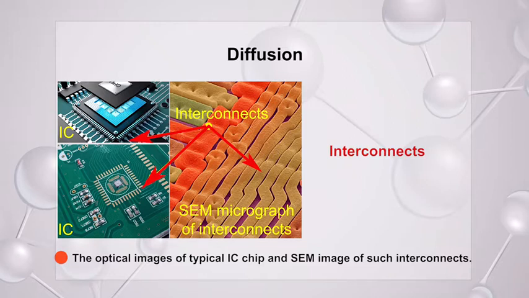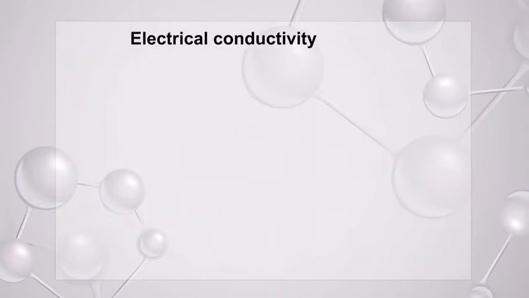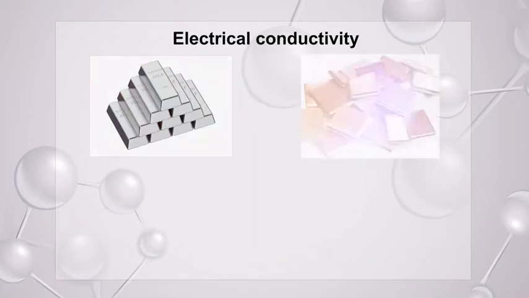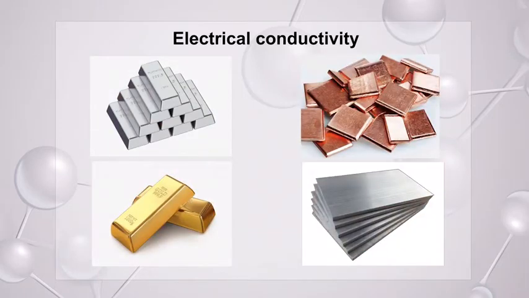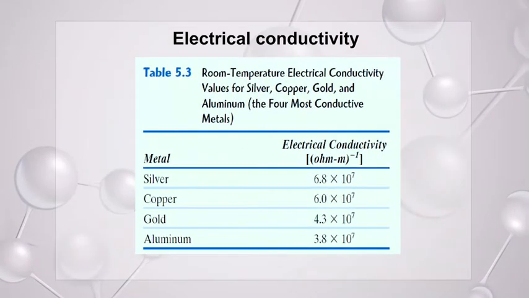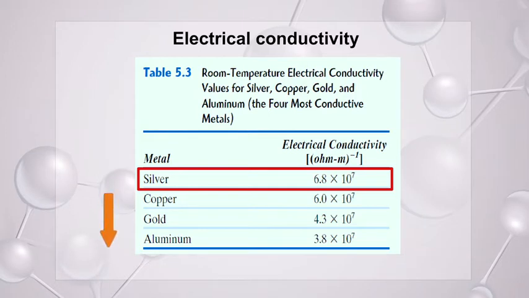Let's now see which metal is the most suitable candidate to be used as an interconnect. We know that there are four very highly conductive metals, for example, silver, copper, gold, and aluminum. The values of electrical conductivities of these metals at room temperature are shown in this table. As we can see, if we ignore the cost of the material, then on the basis of these conductivities, we can say silver is the metal of choice for the interconnects due to its higher conductivity, followed by copper, gold, and aluminum.